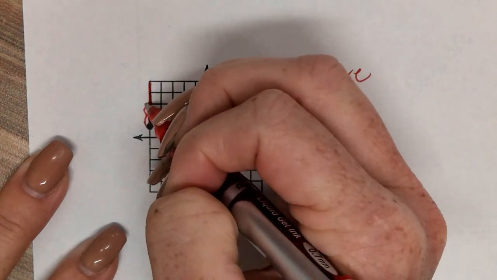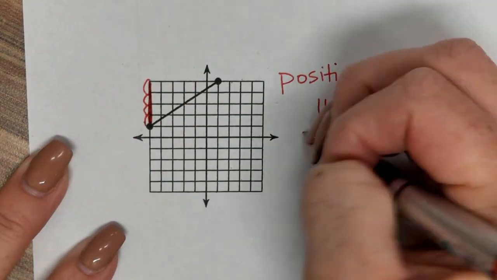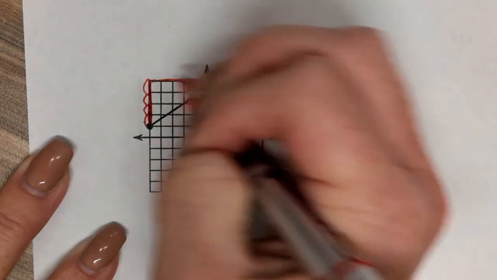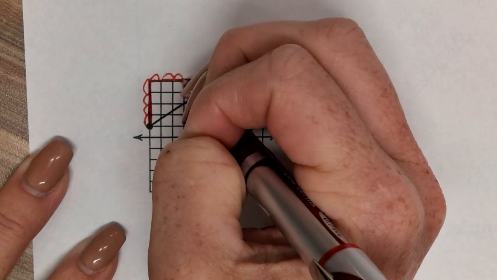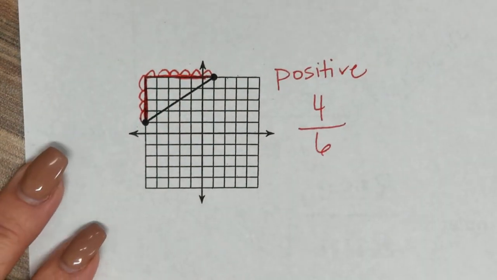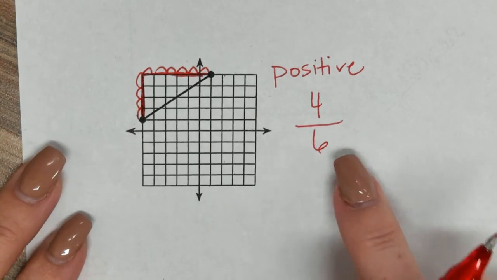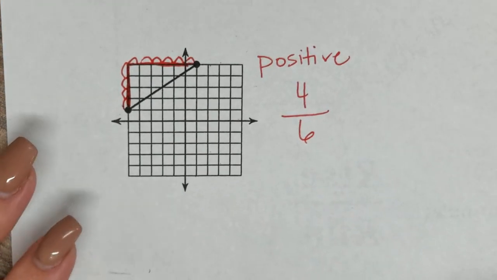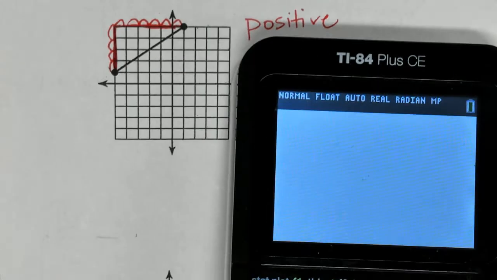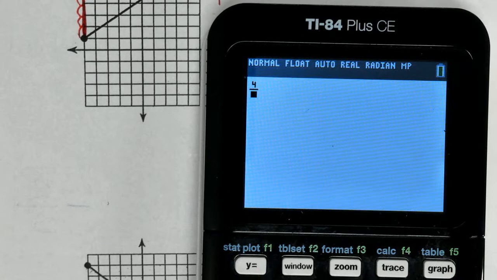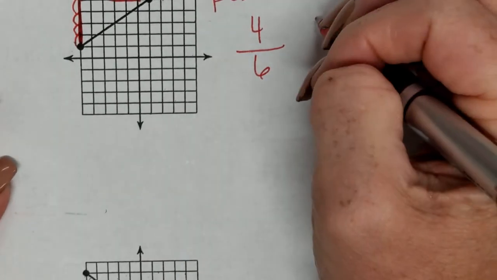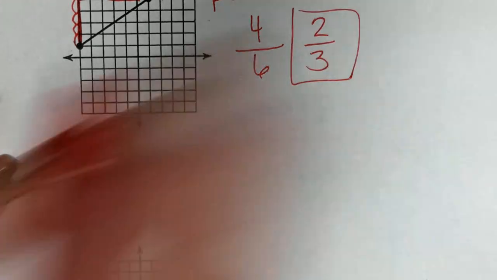1, 2, 3, and 4. What did you get for the run? 1, 2, 3, 4, 5, and 6. Very good. But that's not your final answer, is it? What will 4 over 6 simplify to? So let's look. If I go to alpha y equals and put in 4 over 6, it simplifies to 2 over 3. So 2 over 3 is actually my answer.